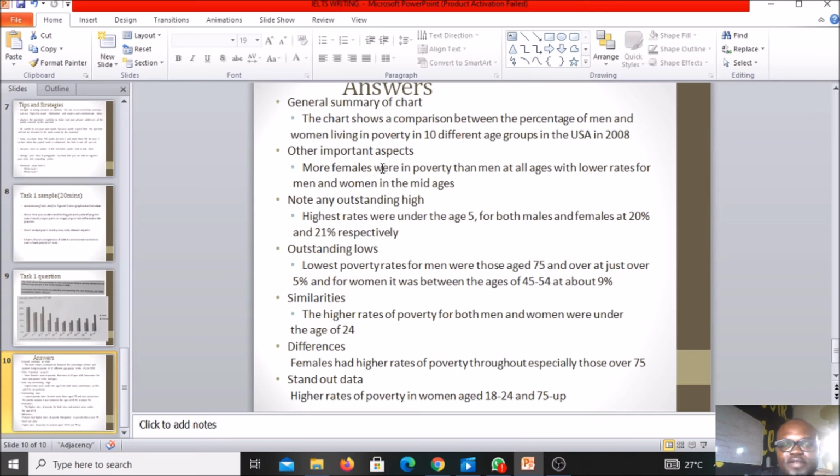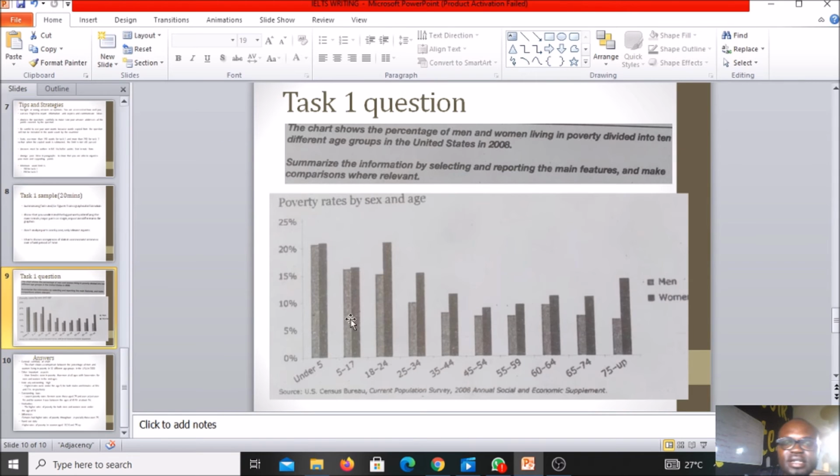So we say more females were in poverty than men in all ages, with lower rates for men and female in the mid age. So with lower, this middle is always low compared to this upper one. So this is another general thing that you can see about the different groups. So those are the things you have to take note of first.